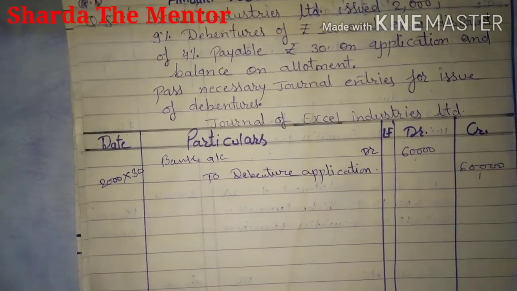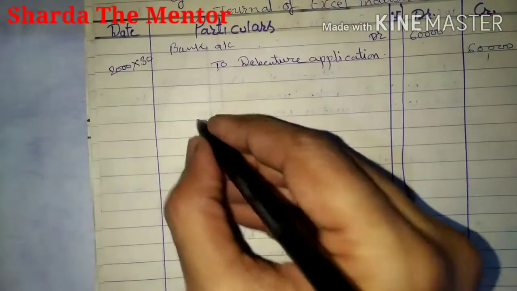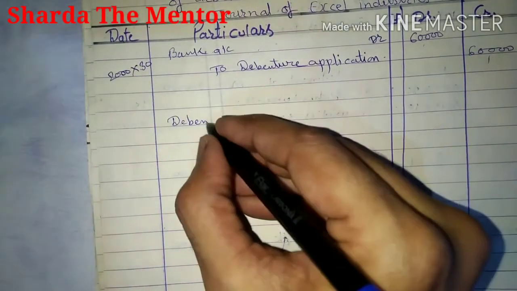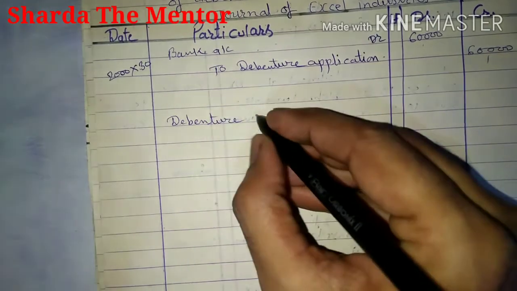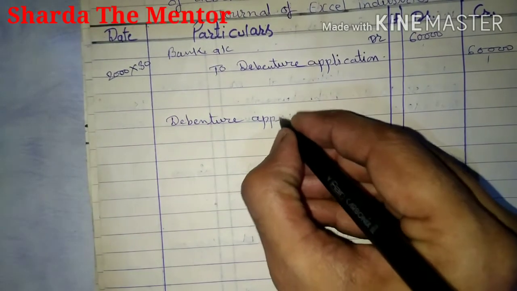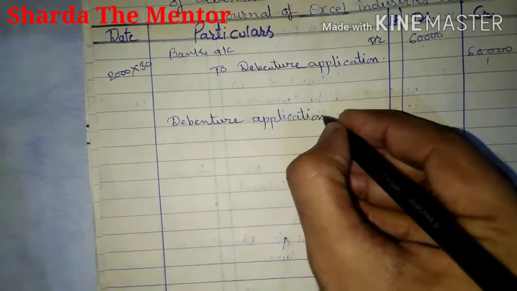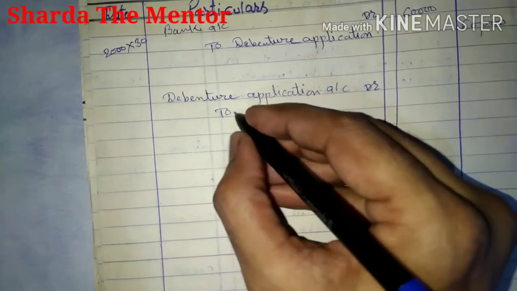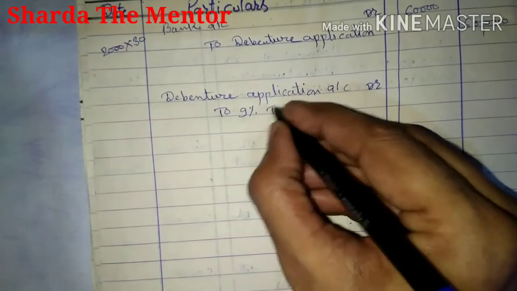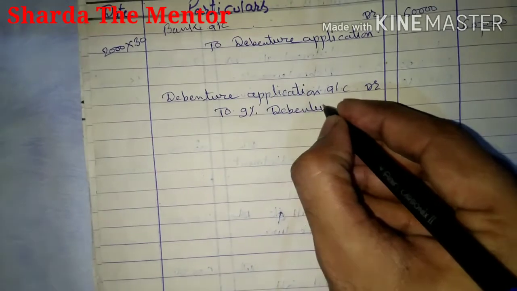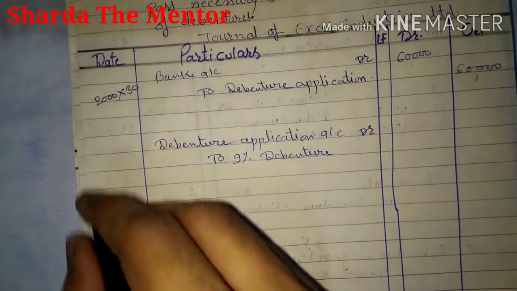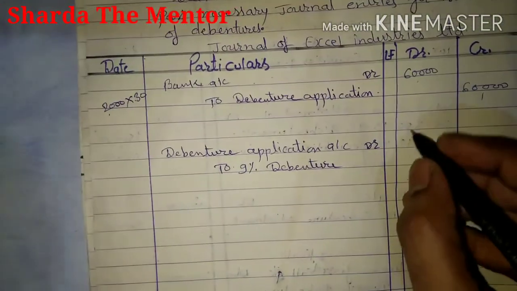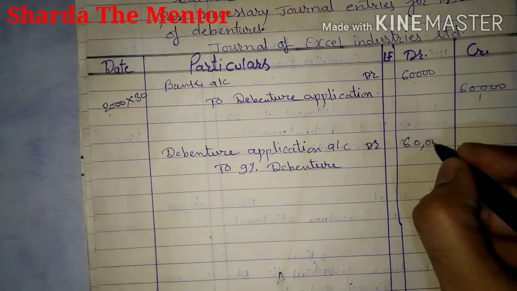Now after that, the second entry. Because it is not mentioned in the question, we will pass the discount entry at the time of allotment. So debenture application account debit to 9% debenture. The total is the same amount, 2000 into 30, so that will be 60,000.